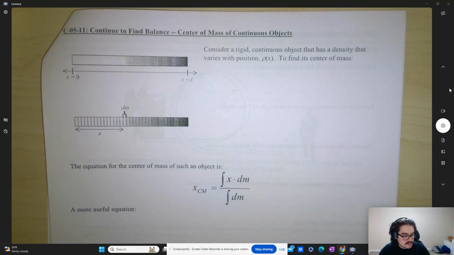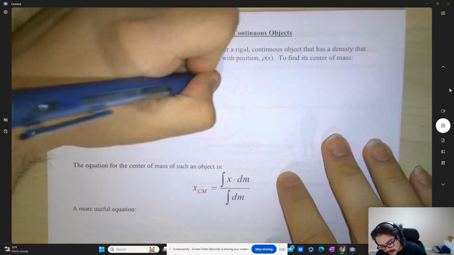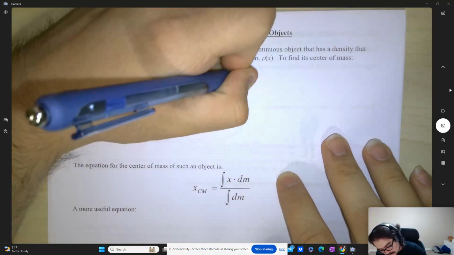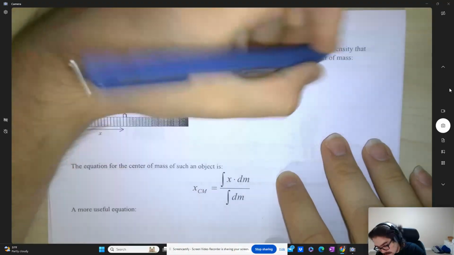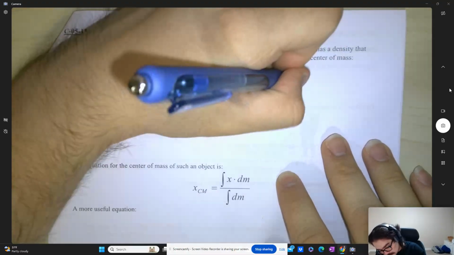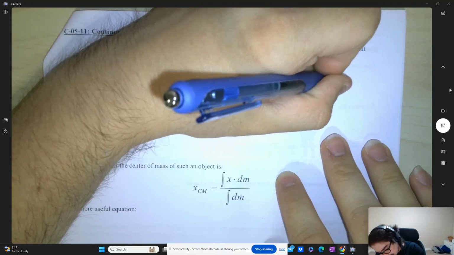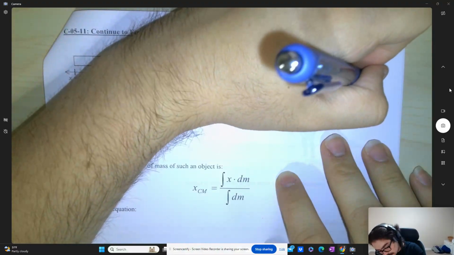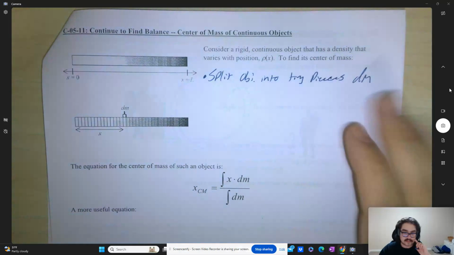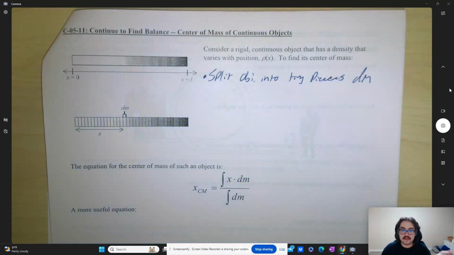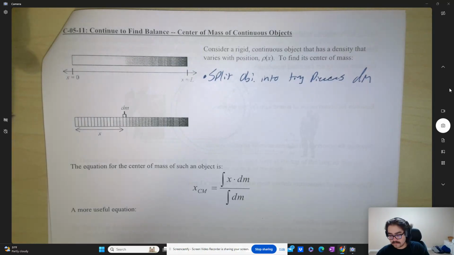So there's an easy three-step method to figuring out the center of mass if we have something with varying density. We can find it easily by splitting the object into tiny pieces that we're going to call dm. Now I don't know what dm is, but we're going to split into these little tiny pieces of dm.